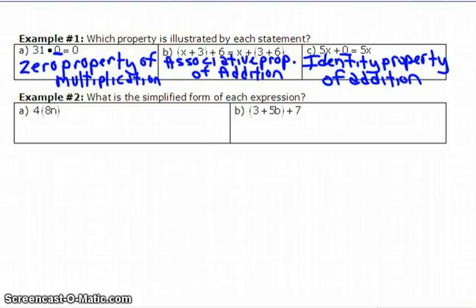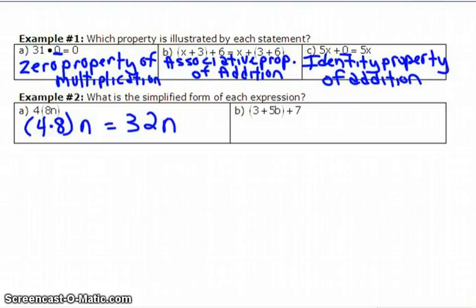Now example 2 says what is the simplified form of each expression? This is asking us to use our properties to simplify. Well, right now I have 4 and then in parentheses 8n. So this is all multiplication. Now I can't multiply 8 times an unknown number. But what I could do is move the parentheses, so use the associative property of multiplication so that my numbers are grouped together and I can multiply those. 4 times 8 is 32, so I have 32n.